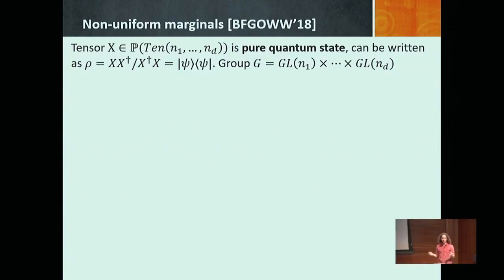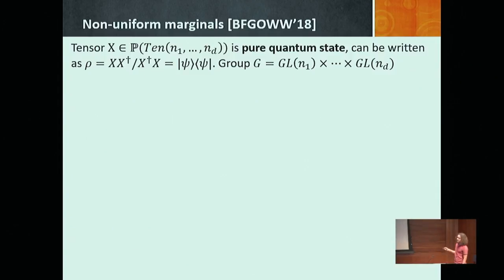What else do we need to do? It turns out we need to do quite a bit more. So here, what's the setup? I give you a tensor, and now I give you a pure quantum state. I'm going to normalize it. I'm going to work in the projective space. And we can write this tensor again as rank 1 PSD matrices with trace 1.